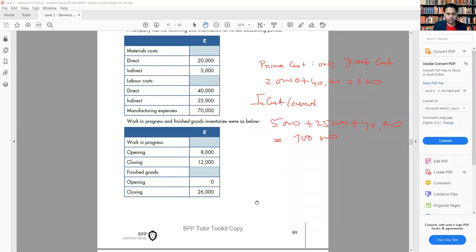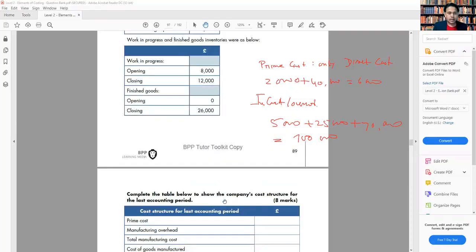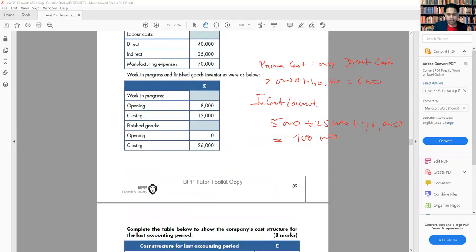Let's move to the next one. The next one we have is total cost, total manufacturing cost. Of course, if I add these two, 60 plus 100,000, that will give you 160,000. This is the total manufacturing cost. Then we have the cost of goods manufactured. So for this one we have to consider our opening and closing work in progress. So let's say our total production cost is 160,000, and we already have 8,000. We have to keep the closing 12,000. So we need to see how we can do that.